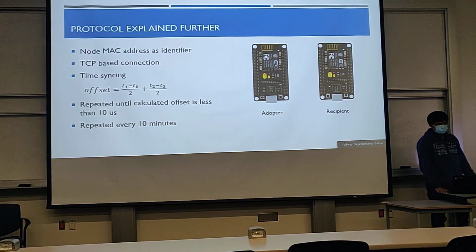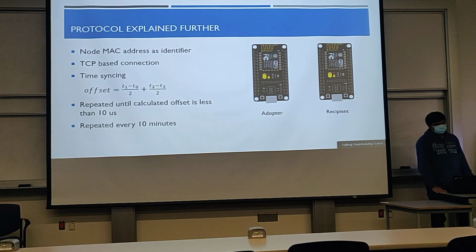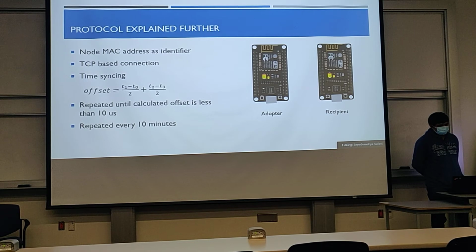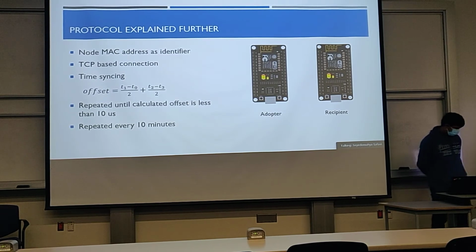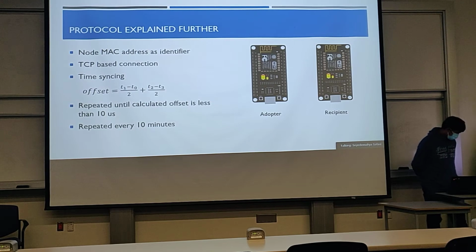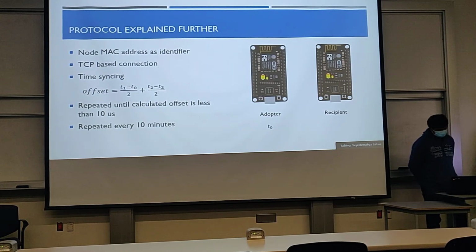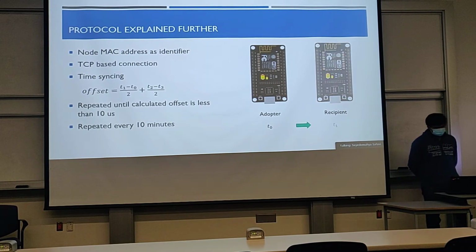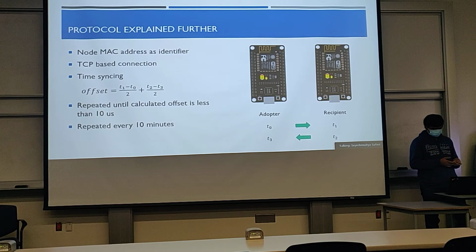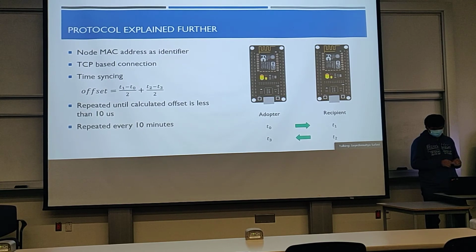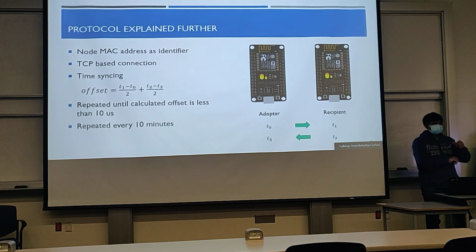So the protocol explained a bit further. Each node on this mesh has an identifier using the last 4 bytes of the MAC address. It sends data using a TCP-based connection, and time syncing is also done using the offset formula given on the slide. So the adapter sends out a time at T0, the recipient receives it and sends it back at time T2. Using the formula, the offset is calculated, and it's repeated until the calculated offset comes to around 10 microseconds. This process is also repeated every 10 minutes so that everything is under synchronization all the time.